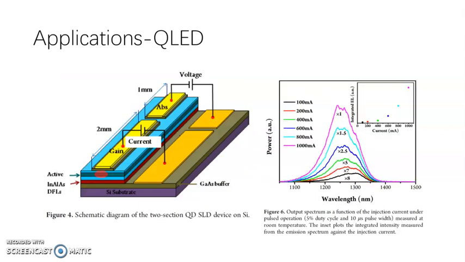Similar to the quantum dot laser, the quantum dot light emitting diode, also called QLED, is also implemented without the cavity for mode selection. The emitting wavelength is around 1200 to 1300 nanometers for the indium arsenide and gallium arsenide quantum dots.